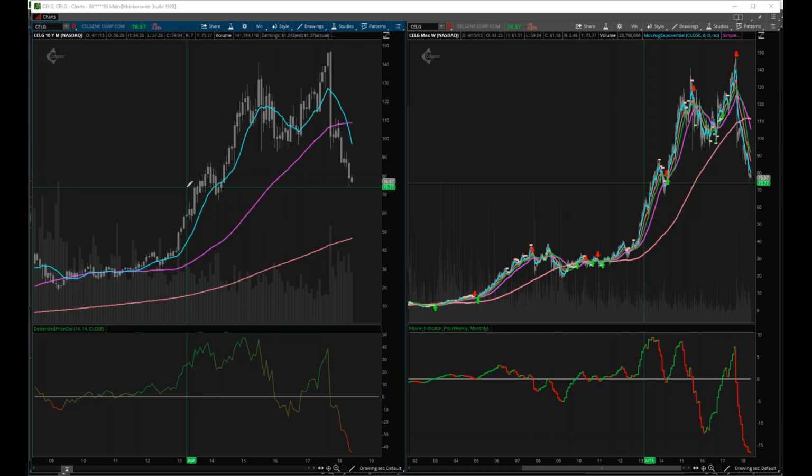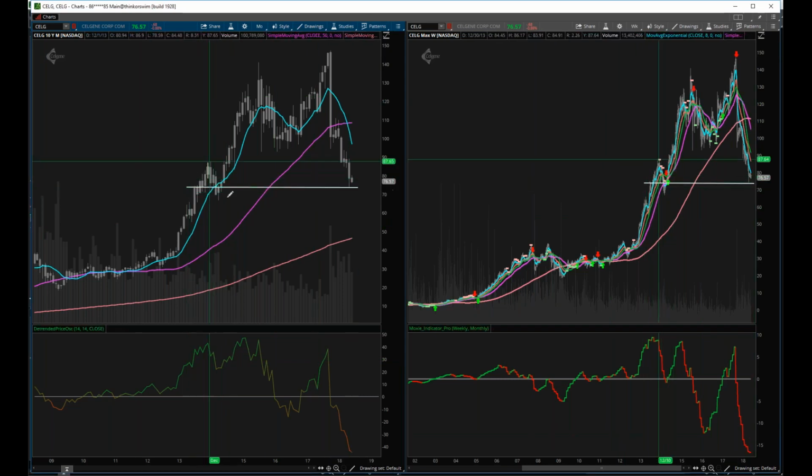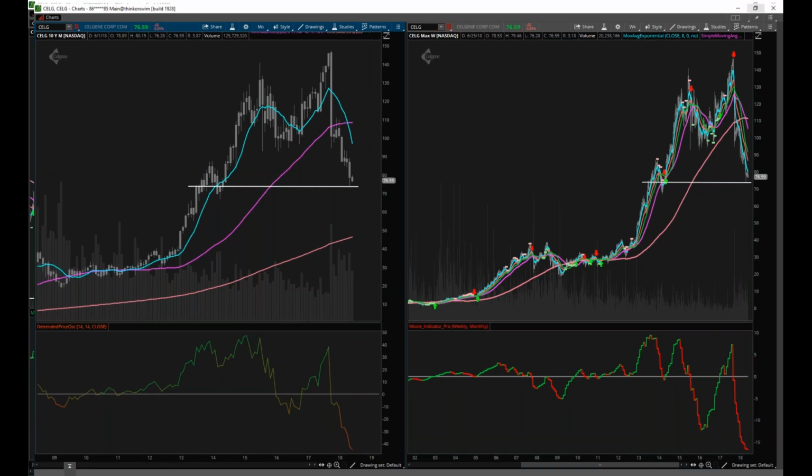Potentially here, just because it's a congestion level right here. This was the last area that price did a whole lot of chopping around. But as far as any kind of moving averages support, I don't see anything here yet. And if you see here, the Moxie indicator on the weekly chart is just totally trashed. Hasn't even turned around, hasn't even turned green.